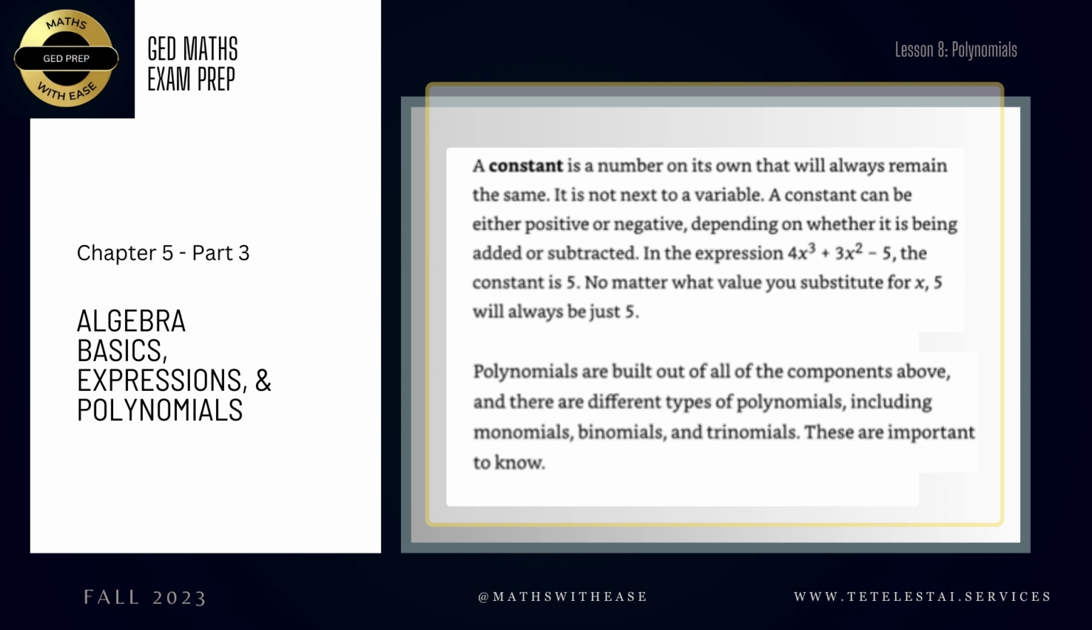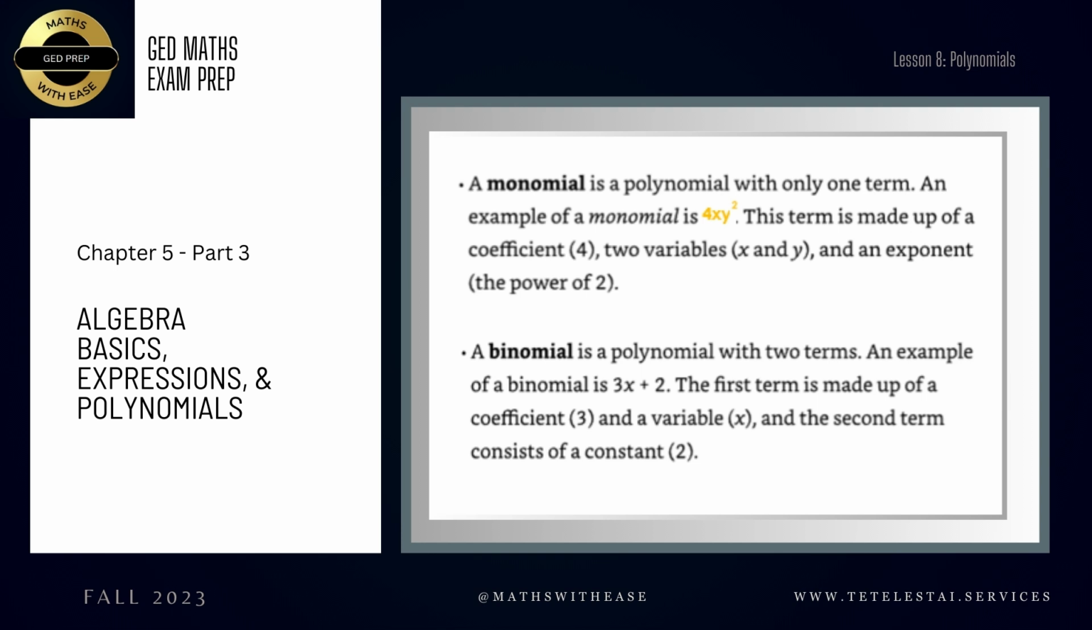Polynomials are built out of all the components above, and there are different types of polynomials, including monomials, binomials, and trinomials, and these are important to know. A monomial is a polynomial with only one term, and an example of a monomial is 4xy squared. And there was some error here, I don't remember what it was, but I changed that. So when you're studying, compare what's in the book with what's on the slides. This term is made up of a coefficient 4, two variables x and y, and then an exponent raised to the power of 2. A binomial is a polynomial with two terms.